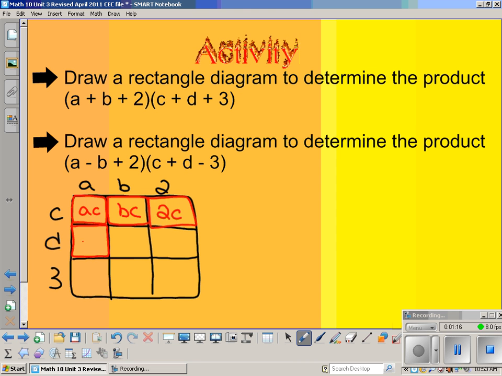A times D, AD. Now, you could write it DA, but we generally write in alphabetical order. It makes it easier to find if there are any like terms. So here we have D times B, so I'll write it in alphabetical order, BD. 2 times D is 2D. 3 times A will be 3A. 3 times B will be 3B. And 3 times 2 will be 6.